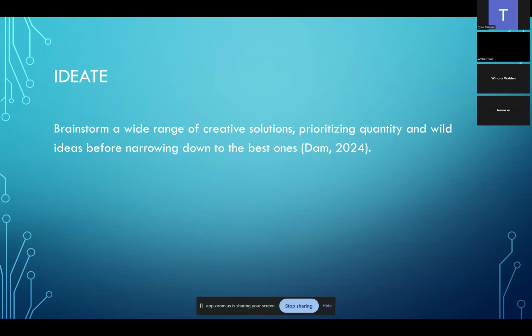Considerations: it's a non-violent game and family friendly, with realistic challenges and fun for kids. The next stage is the ideate process. We brainstorm a wide range of creative solutions, prioritizing quantity and wild ideas before narrowing down to the best ones.